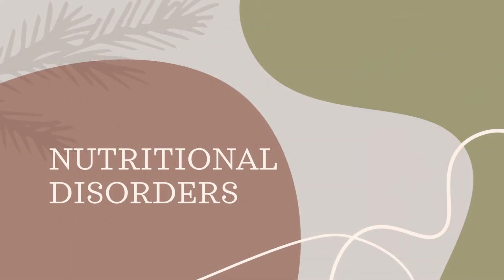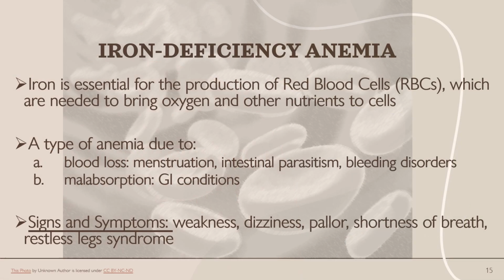Okay, now let's delve deeper into some nutritional disorders. Okay, so first off, we have your iron deficiency anemia. So in your lessons, you will learn that iron is essential for the production of RBCs, which primarily carry oxygen and other nutrients to cells. So this is a particular type of anemia. There are a lot of types of anemia. This is just one of them.